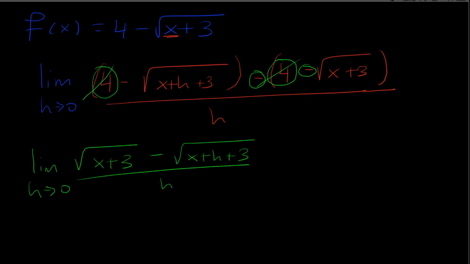If I plug in h equals 0, I'm going to be dividing by 0. So the way around this is to multiply by the conjugate. So let's multiply top and bottom by the conjugate, which will be square root of x plus 3 plus square root x plus h plus 3.